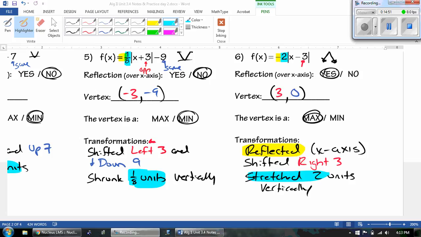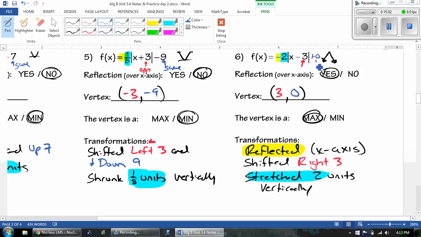Okay, so there's a negative out front, which means that, yes, it's reflected. Our vertex was 3, 0. Well, where do we get the 0? Because we would take the same number out front, and there's nothing out there, so it's 0. So our vertex is the max number because it's reflected. In our transformations, it's reflected over the x-axis, it's shifted right 3, and then it's stretched 2 units vertically.